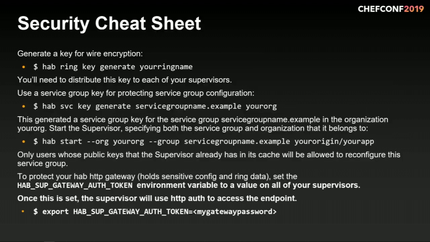I have a cheat sheet next that'll show you how to do that. So this is just a quick security cheat sheet: how to generate a ring key for your Habitat ring, how to generate a service group key, how to start your ring and start your package with that key, and then also how to add a token to your supervisor gateway so that when people go and hit it, they have to authenticate. So this is just a bunch of quick cheat codes that you can use. And I'm going to pass it off to Josh now to cover some scaling stuff.